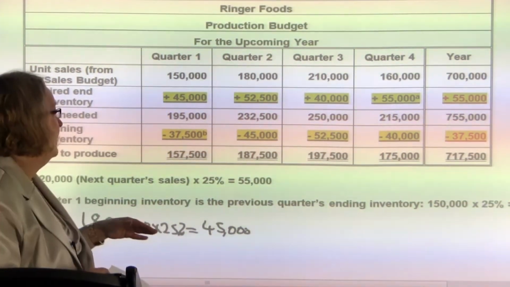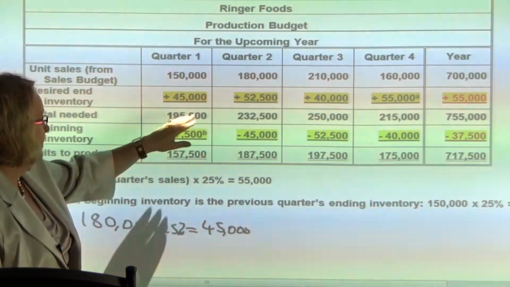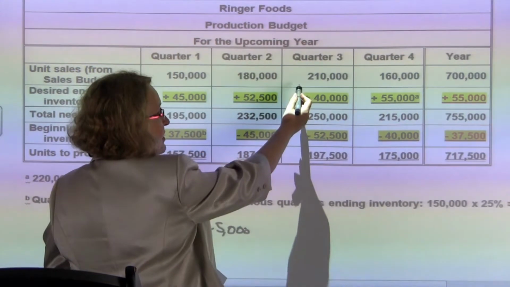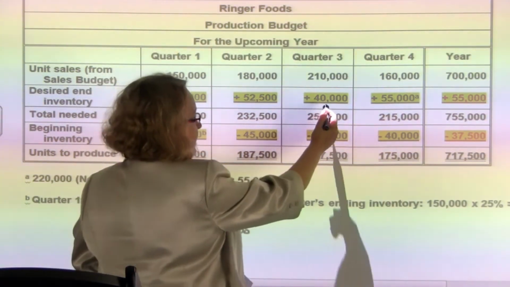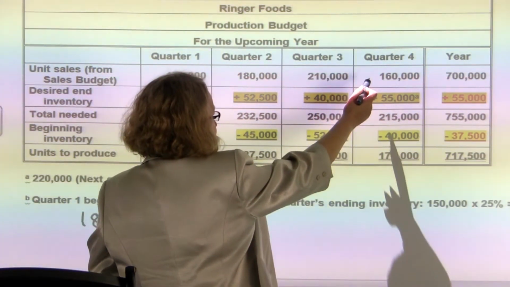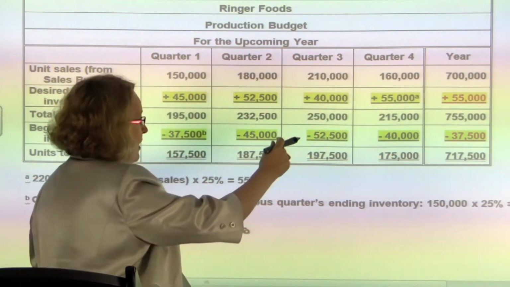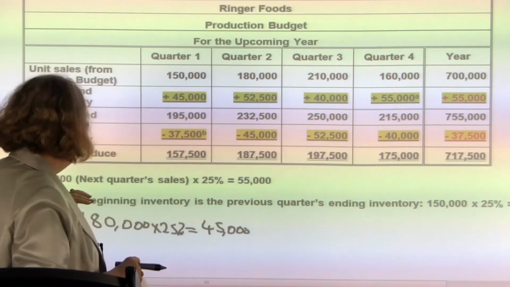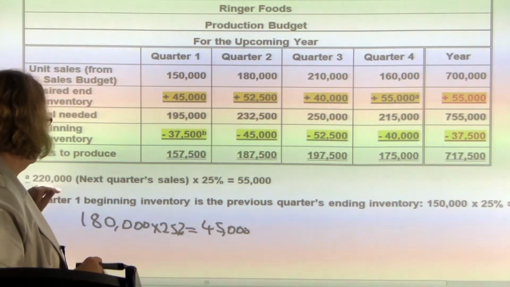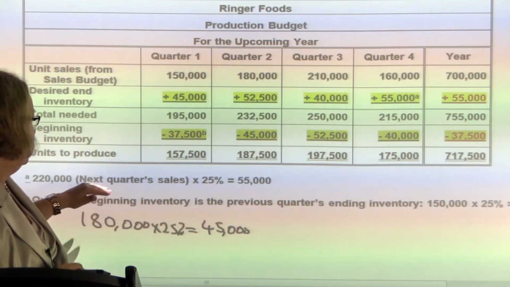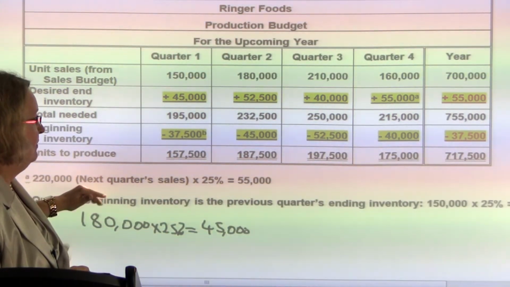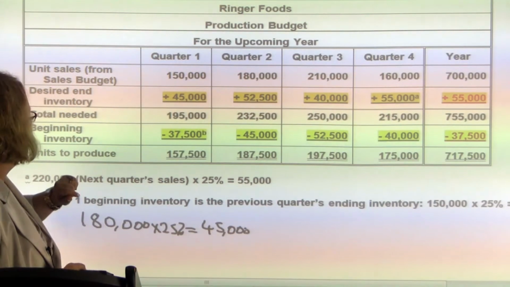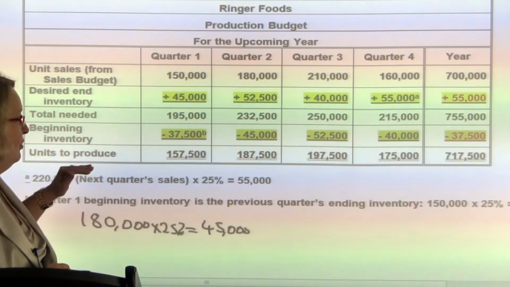So for each of these, the 52 is 25% of the 219, and the 40 is 25% of the 160, and so on. And for the 55, where that's coming from is you're told that the next quarter sales is expected to be 220,000. So it's 220 times your 25%. So that's where you're getting your quarter numbers.